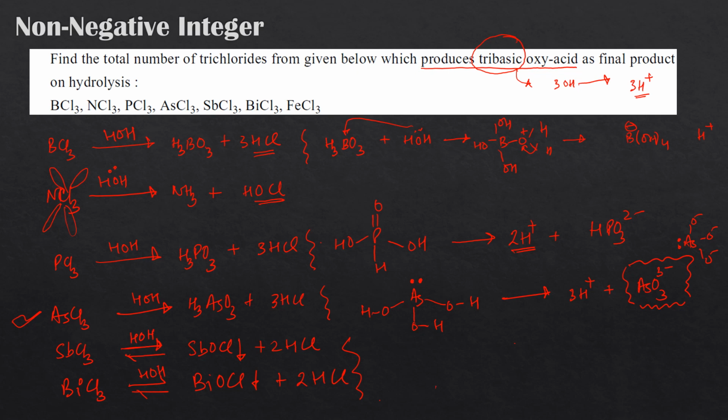Now the last compound was FeCl3. When we do hydrolysis of this compound, we get ferric hydroxide, which is a basic compound. We don't believe this is going to produce 3 H+ ions in the solution. So none other than our AsCl3 is going to give 3 H+ ions. That's the only tribasic acid among all the compounds given to us. So that's going to be the answer. Answer for this question was 1.